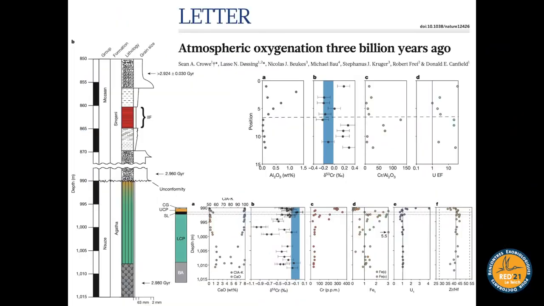And here's another paper claiming not just a little production of oxygen, but actual atmospheric oxygenation. It's a different thing to say there's oxygen in the atmosphere or there's just a little production, a local production and consumption. Here in this 2013 Nature paper, the authors claimed to find traces of free oxygen on the basis of chromium isotope fractionations and uranium enrichments.